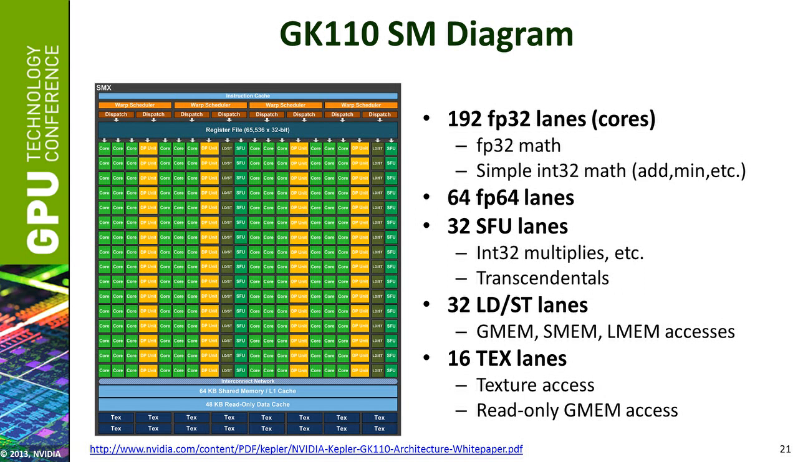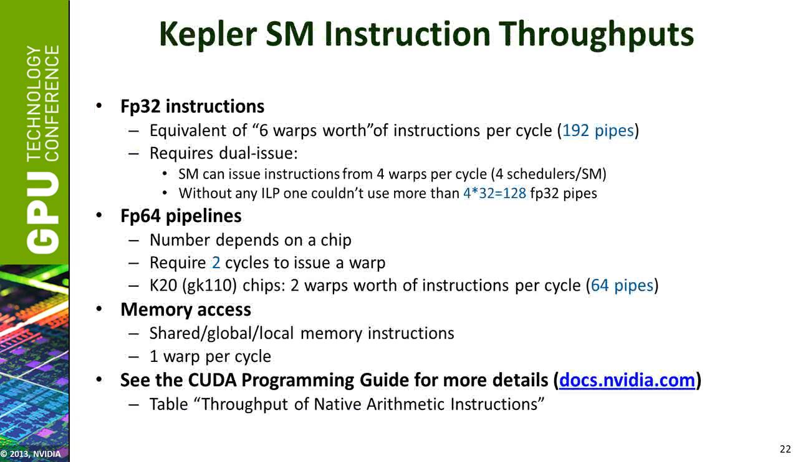We also have lanes for executing memory load store instructions for shared memory and global memory, and we also have texture lanes. These are at the bottom here, and there are 16 of those. We'll take a look at how memory is accessed a little bit later on today. I think here I mostly repeat the same information.